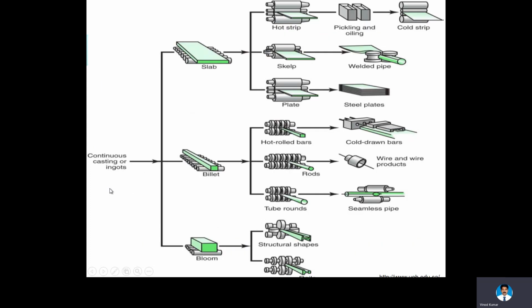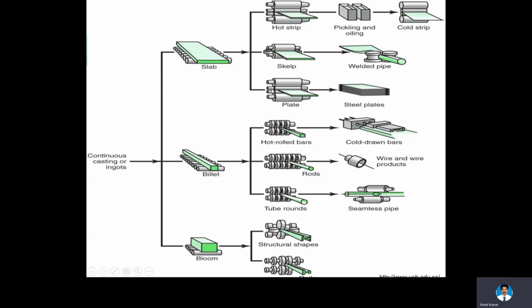As you could see here, a flow diagram. This is the incoming material: slab, billet, and bloom. Bloom is square but more than 6 inch, slab is rectangular, and billet is less than 6 inch. They are converted into coil. You can see here sheets like coils, rods, steel plates, bars, seamless tubes, pipes, round tubes.